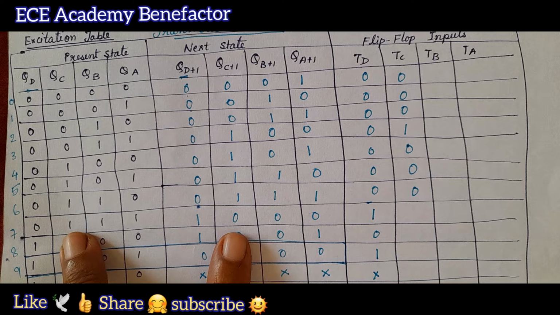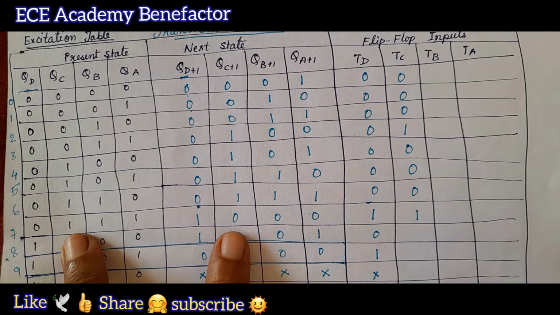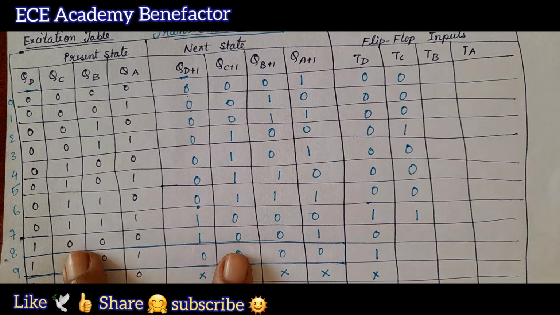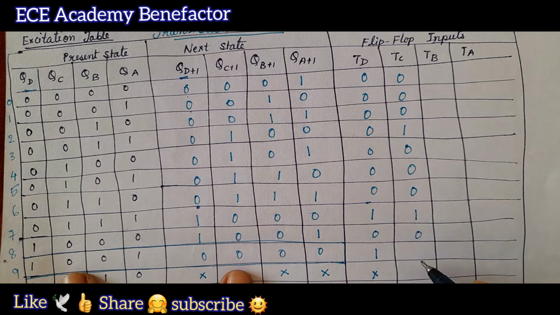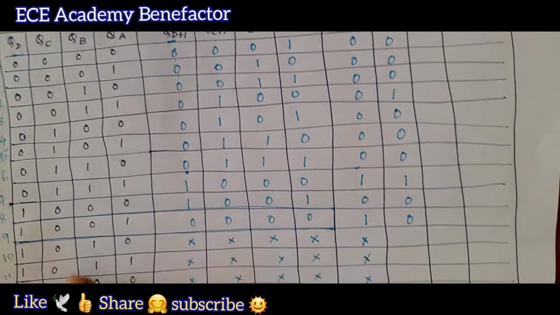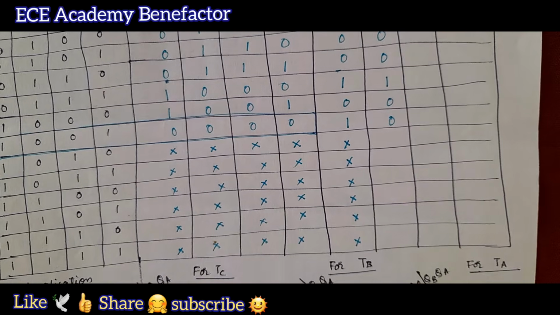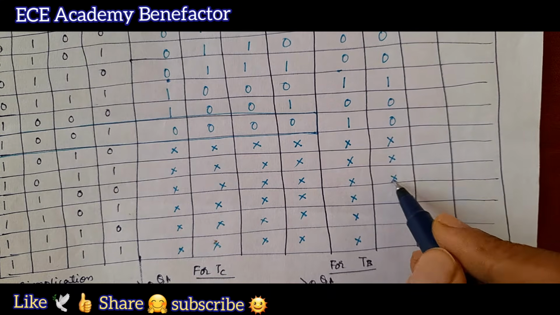This is 1 and this is 0. So, what will come here for 1, 0? It will come as 1 because it is toggling. Next state is 0, 0. For 0, 0, TC will be 0. Now, for 0, 0, no change, so it will be 0. Now, from 10 to 15, what we can write? All are don't cares. So, from 10 to 15, all are don't care.